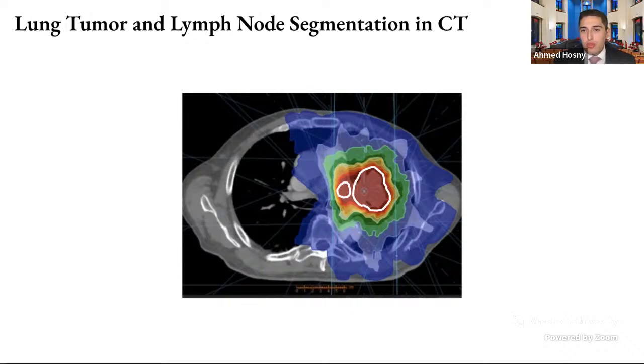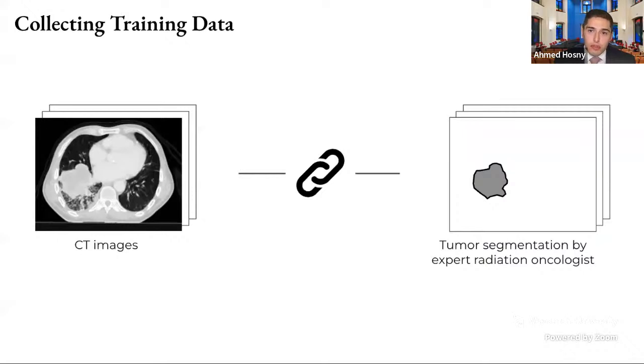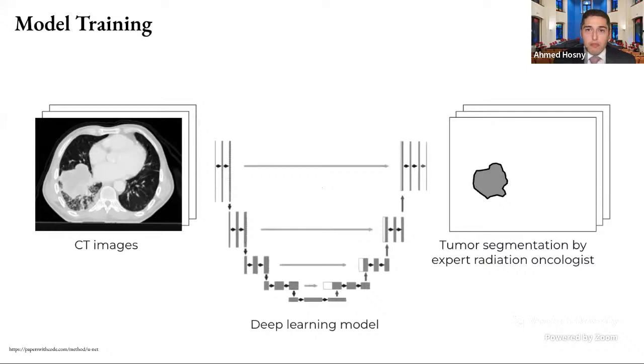The question is whether we can use deep learning to produce clinically acceptable segmentations in order to help these doctors. And similar to the first project, we collect CT images of lung cancer patients together with the tumor segmentations used in their treatment. And we use this data to train a deep learning model. This model uses a similar mechanism under the hood as the model that we've seen earlier, but as you can see, has a different structure and performs a different task in this case, which is the segmentation task.